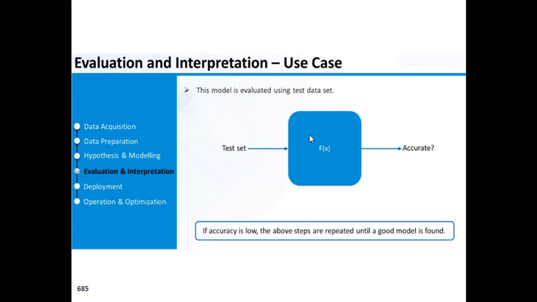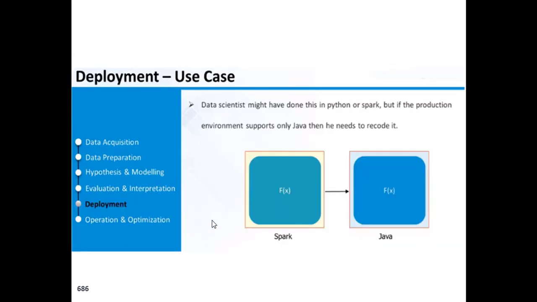After the model is made, like I said, we have a test set and I try to estimate the accuracy of this model. If the accuracy is low, then we again go back and keep repeating till a good model is found. Once the model is up to my satisfaction, I deploy it for further use. So maybe I have an environment which supports only Java for a particular client, then I'll have to deploy the entire thing into that environment.